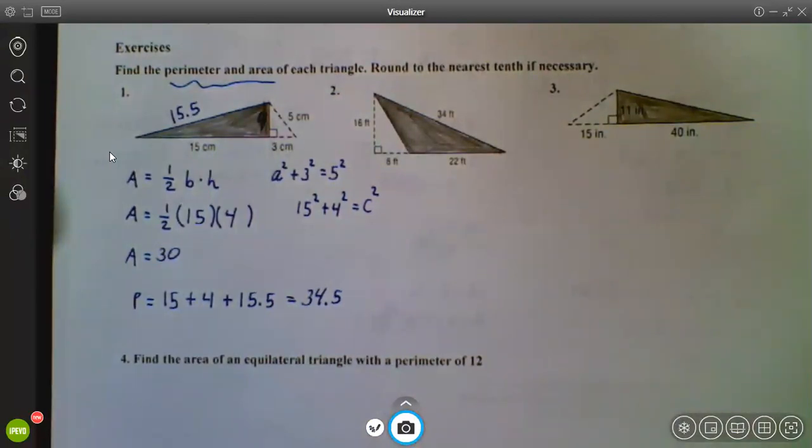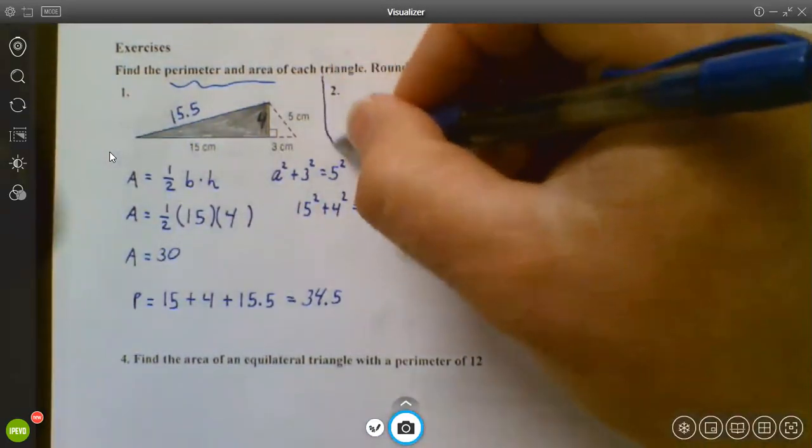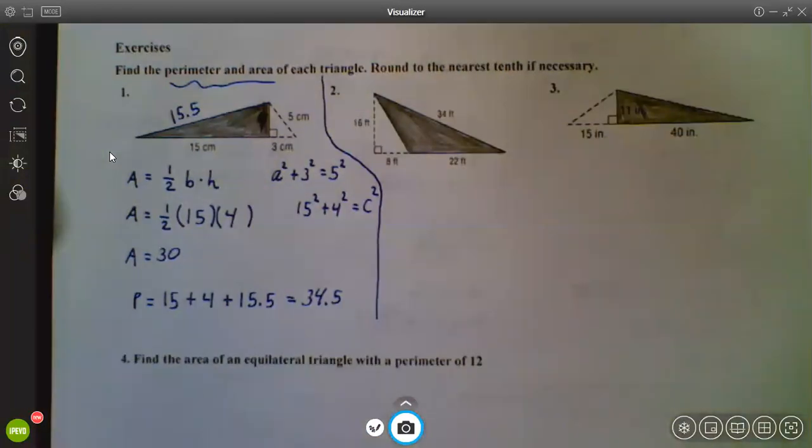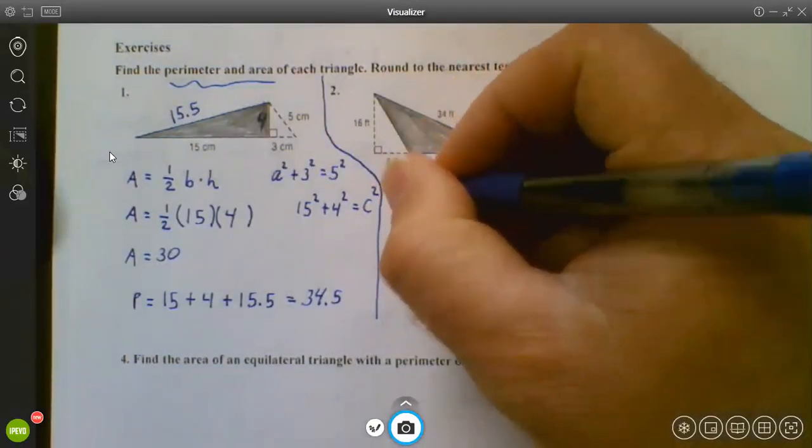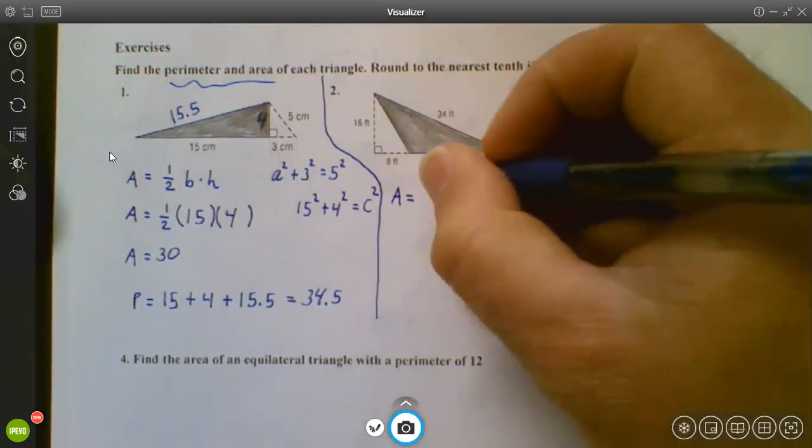Guys, why don't you try the area on number 2? Let's get the area on number 2. See if you can go ahead of me on that one. This one should be pretty straightforward. So guys, really the main thing I'm hoping you recognize at this point is which numbers need to act as your base and your height.